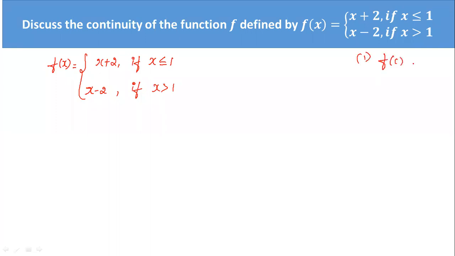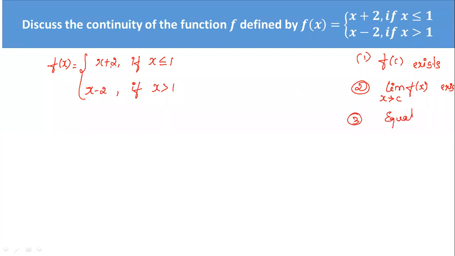Our definition of the function is, we have to check. First condition is f of c exists. Second condition is limit of f of x. Those who have understood, you can go for the problem. Others, you can just listen to me. And third condition is you have to check whether both the answers are equal.